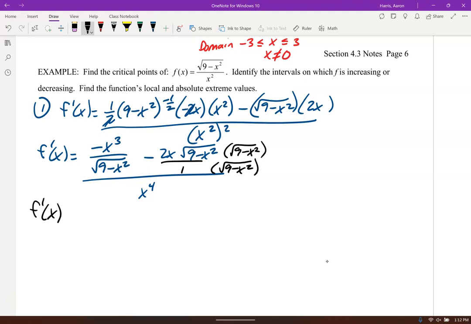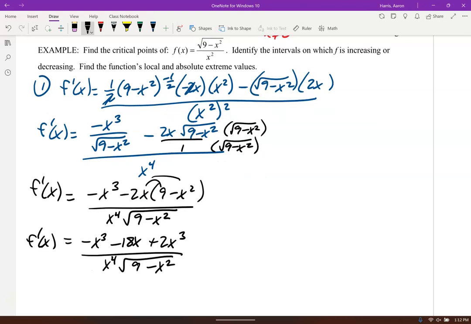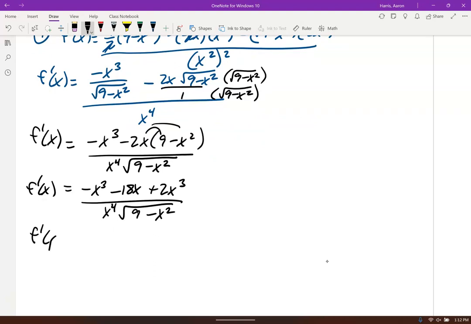And so this f prime of x ends up being negative x cubed minus 2x, and square root times square root just undoes the radical. This is all over, I got x to the 4th in this common denominator now. Let me distribute that. I got negative x cubed minus 18x plus 2x cubed. This is over f prime of x.